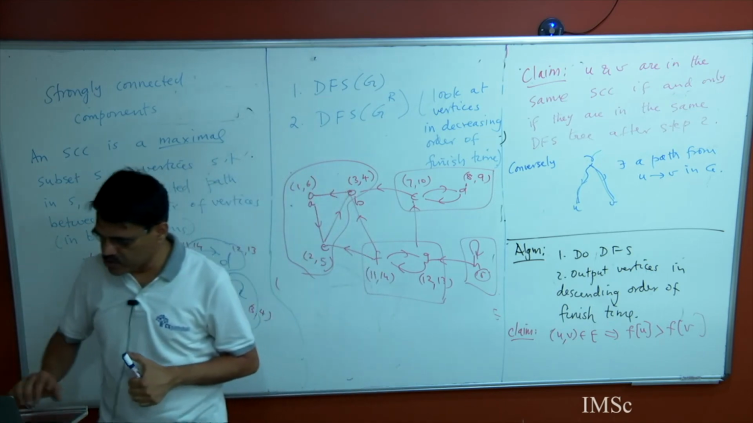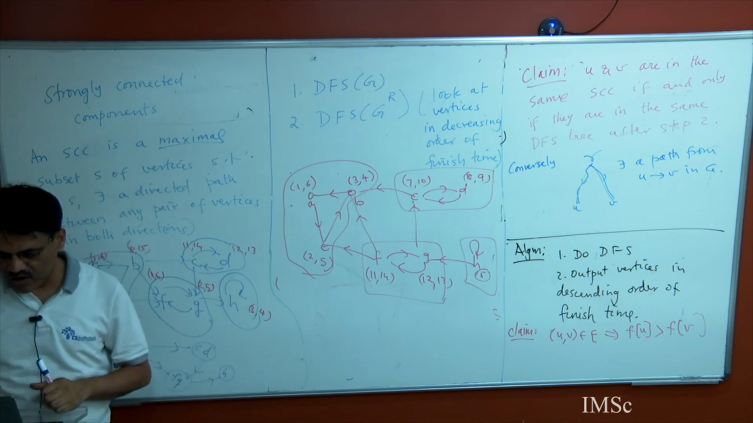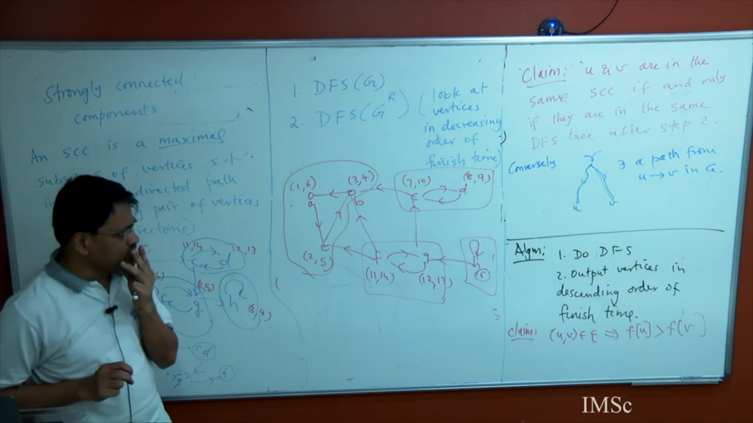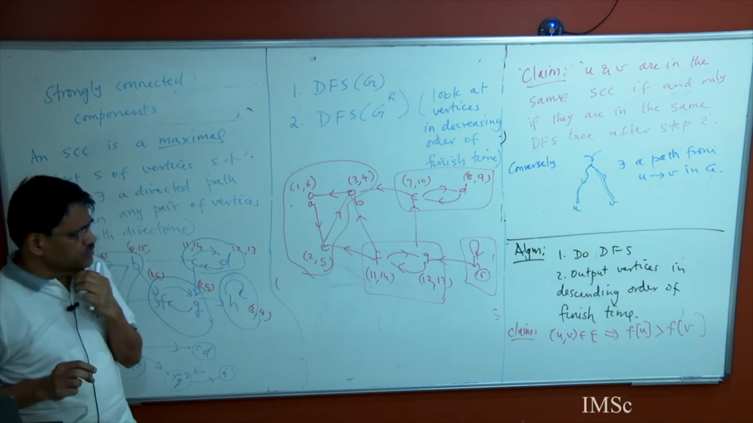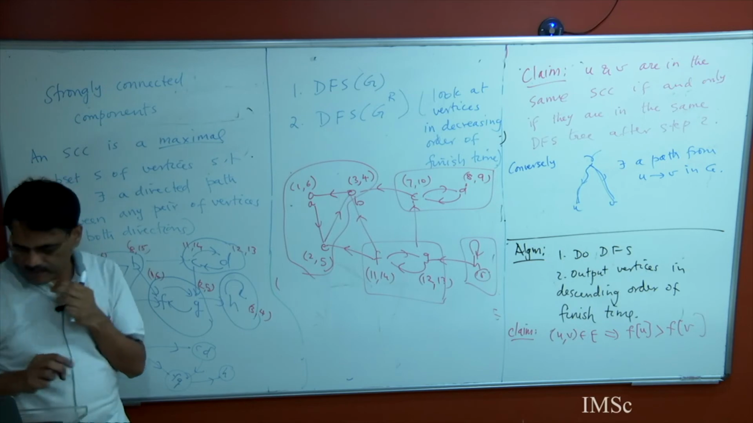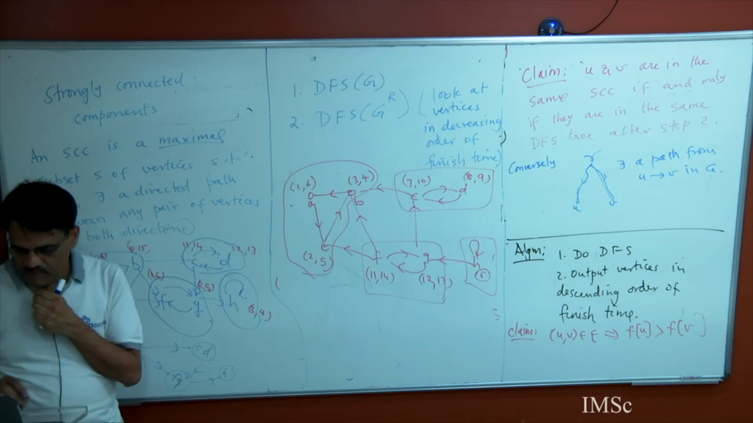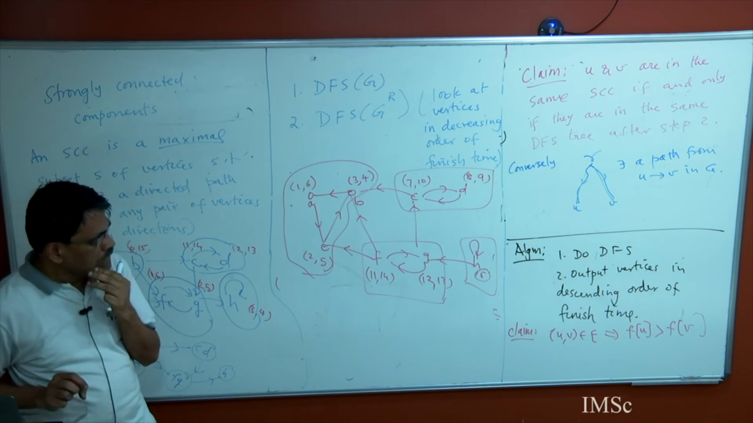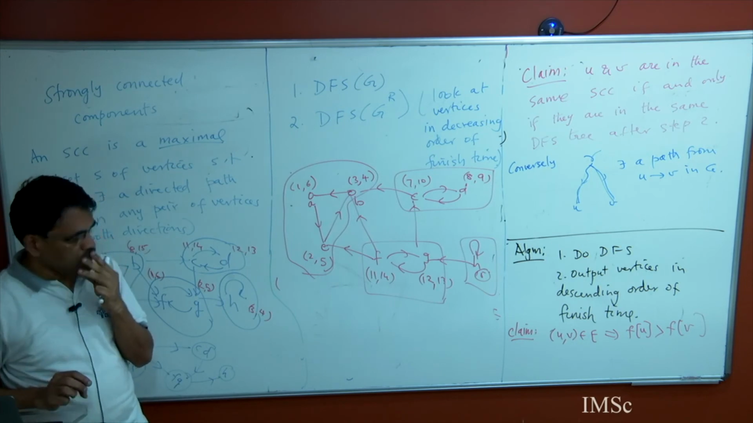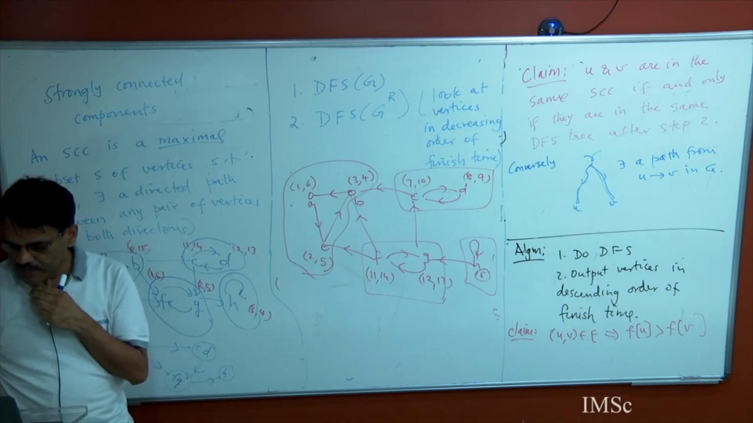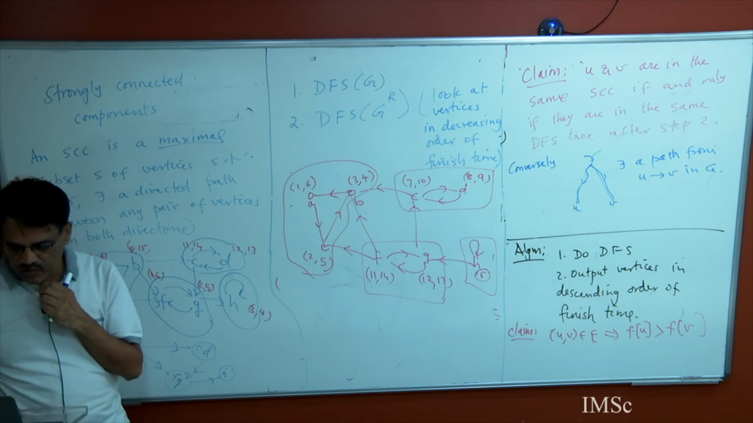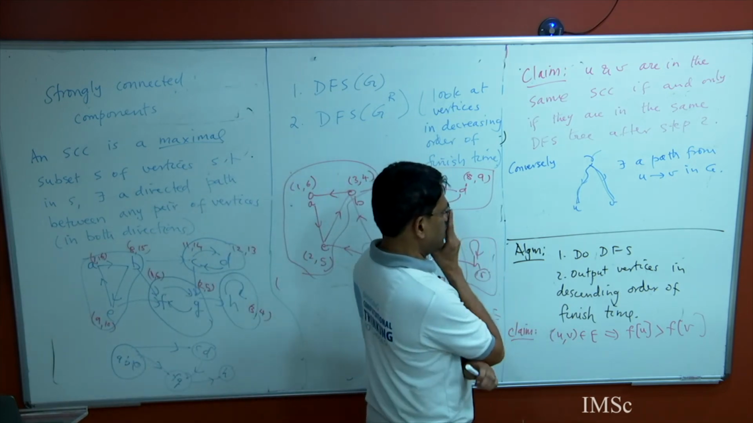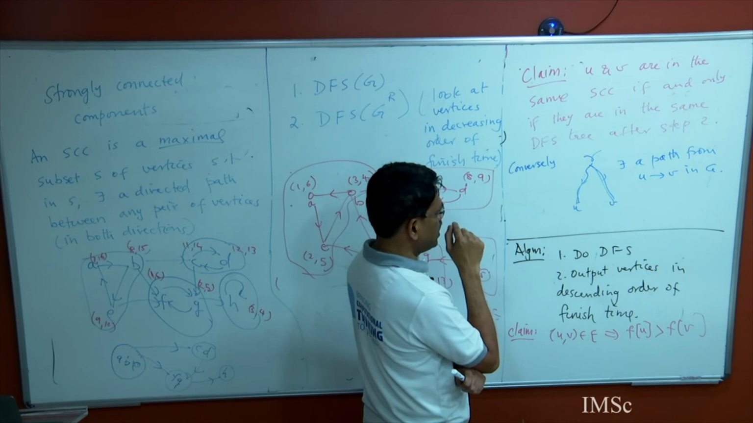Okay, so here we will use the fact that you are looking at it in descending order of finish time. So we will actually show that there are paths in G from R to U and R to V. How does that help?